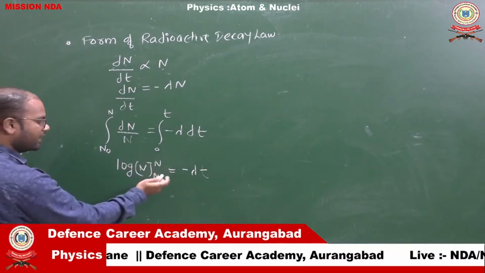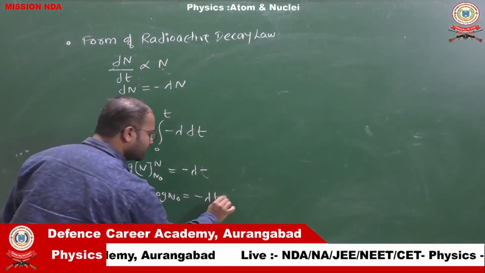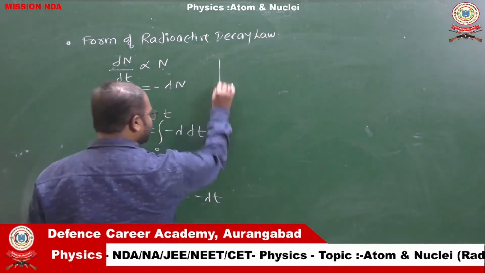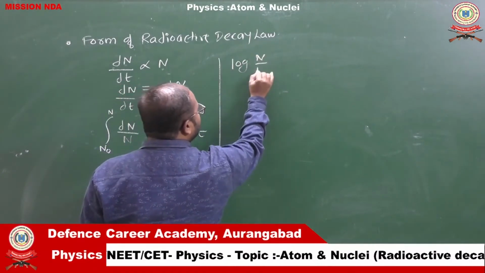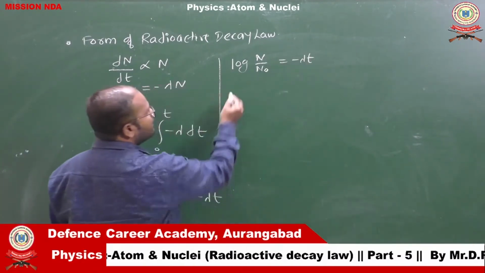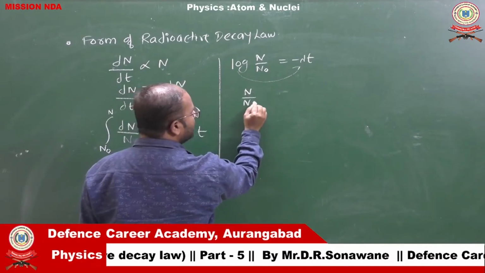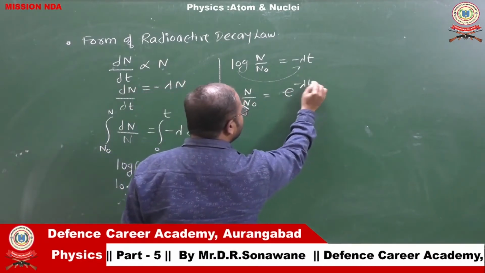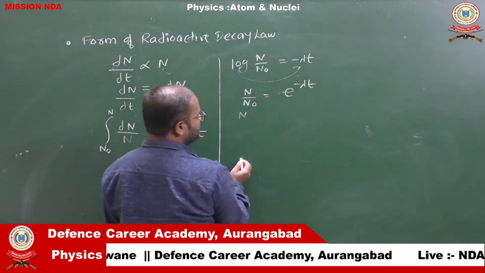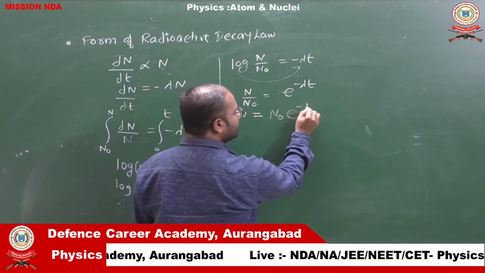By putting the values of N and N0, we get log N minus log N0 equals -λt. Log a minus log b is nothing but log a/b, so we can write it as log N/N0 equals -λt. If we take the log to the right-hand side, we get N/N0 equals e to the power minus λt. Log on that side becomes exponential form of -λt. So the number of nuclei remaining is nothing but the number of nuclei at the initial stage times e to the power minus λt.